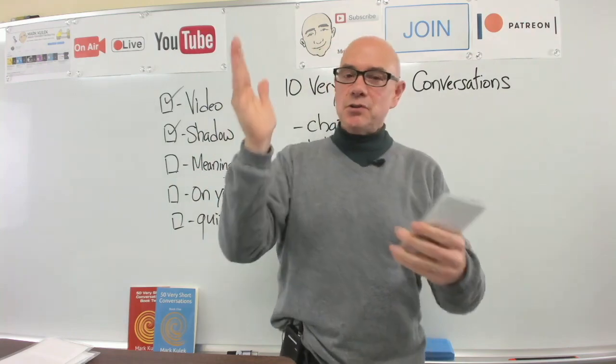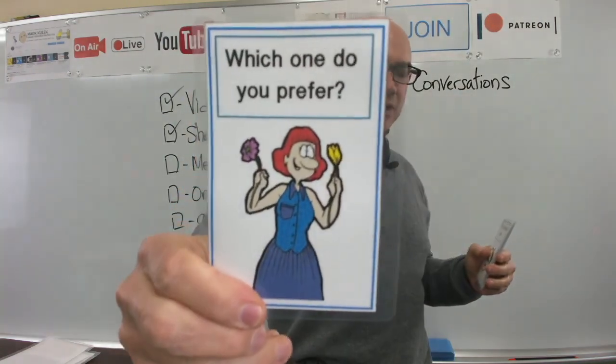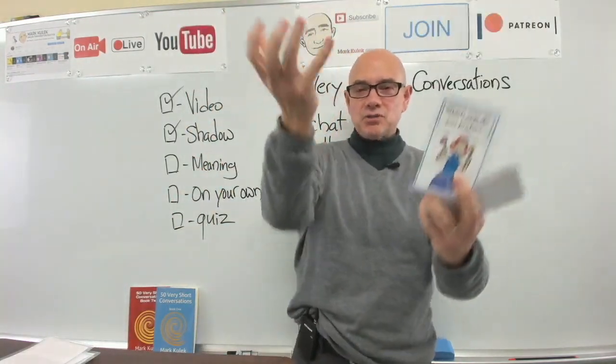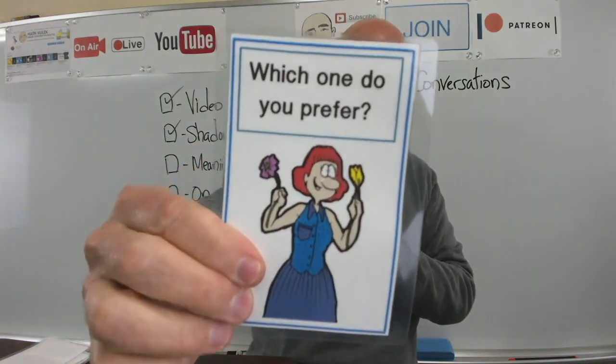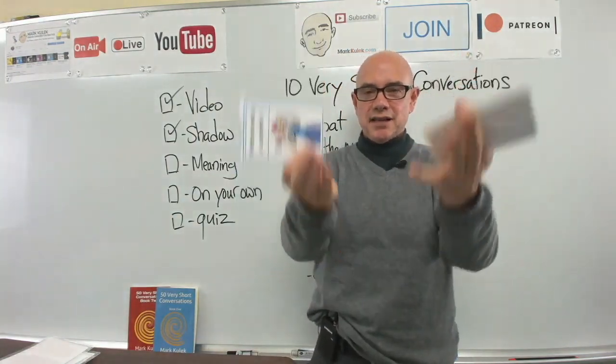Which one do you prefer? So there's two, so please choose one. Which one do you like? Choose one, right? There's a yellow one and a purple one. Please choose one that you like.